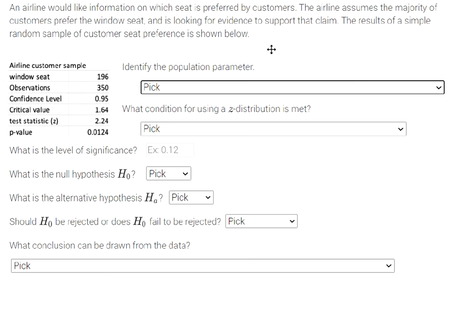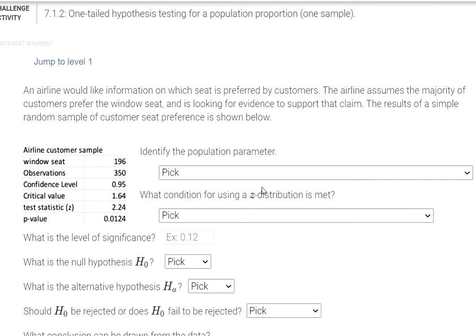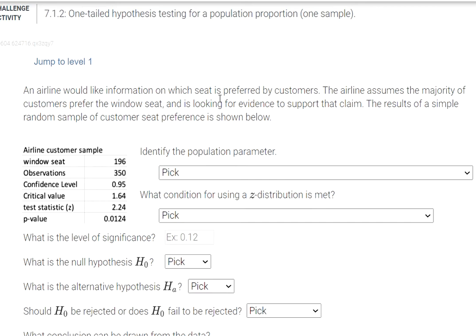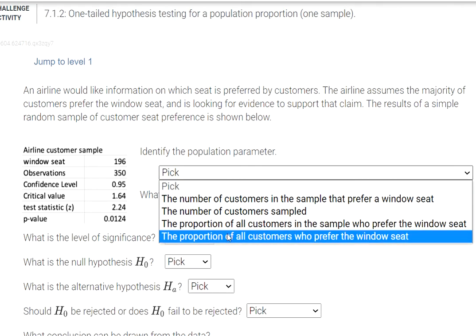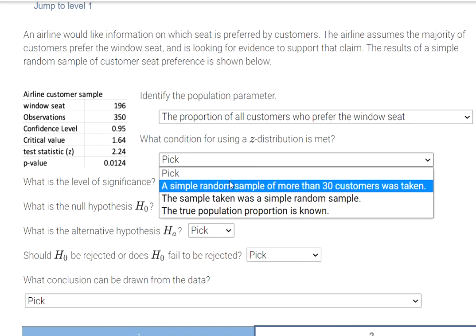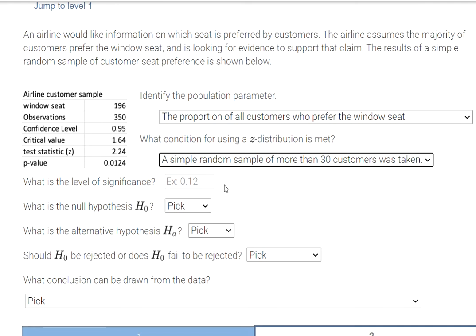So what condition is met? Let me get the drop-down menu. Okay. So for this 7.1.2, for the second part of it, go ahead and pause if you haven't read through, but a population parameter is always talking about all the members of the population. So it's all customers who prefer, nothing to do with the sample when you talk about a parameter. What's a condition for using a Z distribution? Just like in a previous video, you've got to have more than 30. It doesn't have to be just from a simple random sample. You could do stratified sampling, and that would be fine. Okay. True population proportion is known. That's almost never the case.